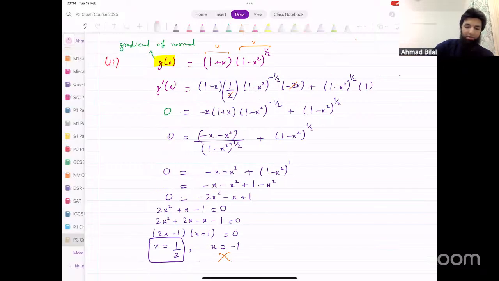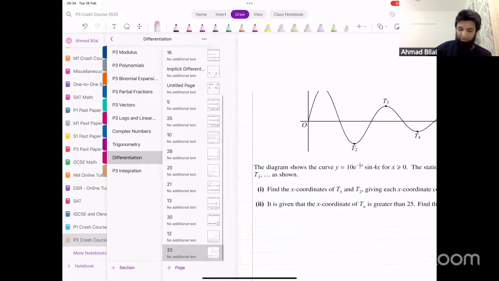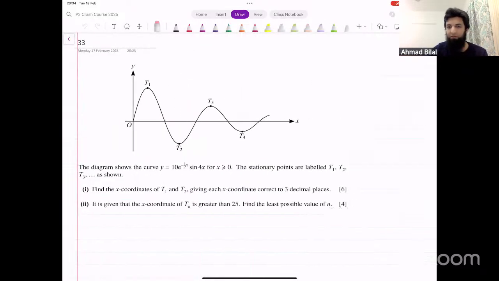Okay, let's do one more question, and then those of you who want to leave, you're free to leave, and we can then discuss any individual question that anyone might have after that. Let's look at this one now. This is question number 33 from the worksheet.